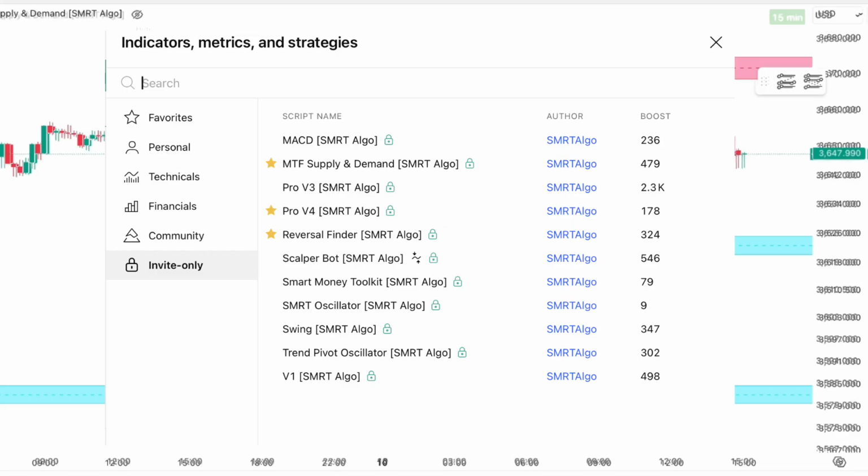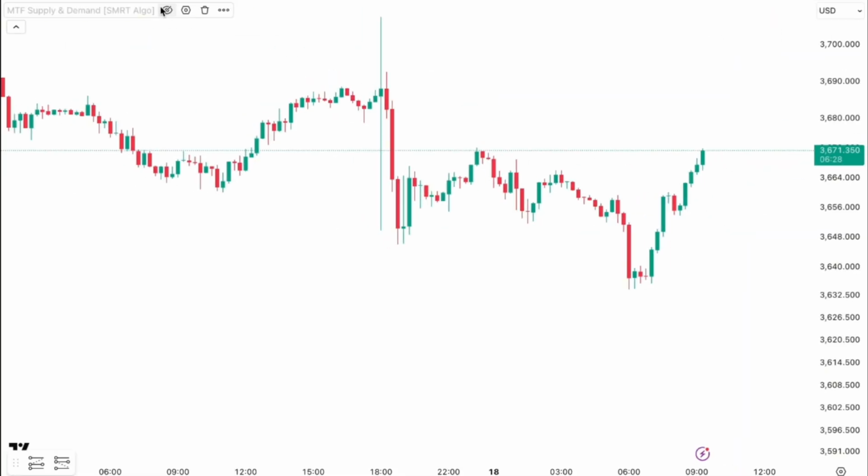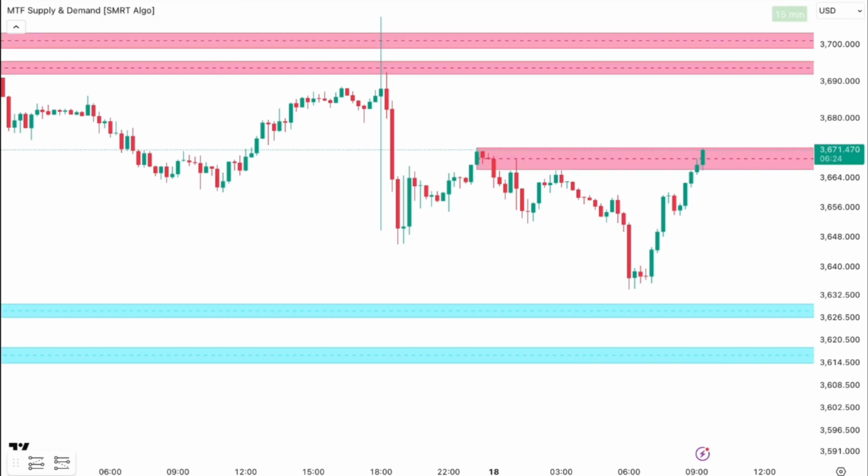Let's break it down. When you first drop this indicator onto your chart, the first thing you'll notice is that it automatically highlights supply and demand zones for you. No need to manually draw boxes or guess where the zones are. The tool does it instantly. It's all right there on your screen, ready to go.